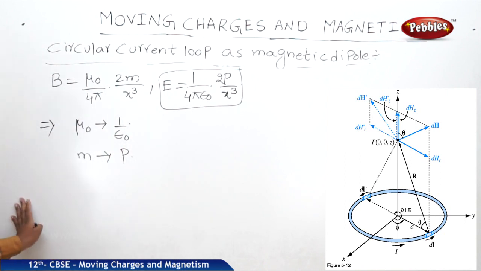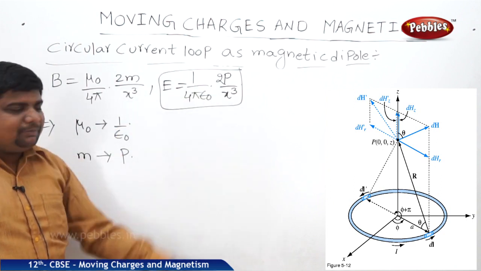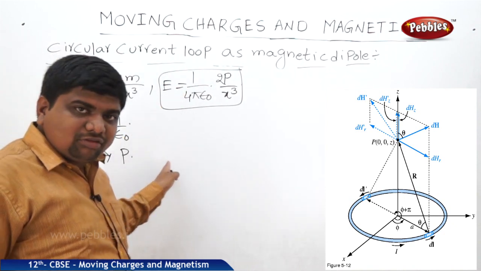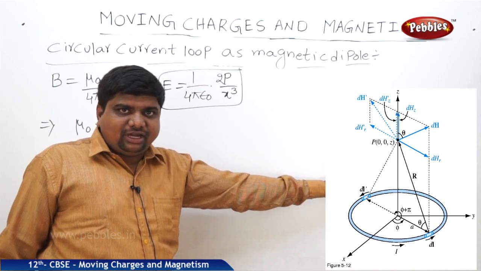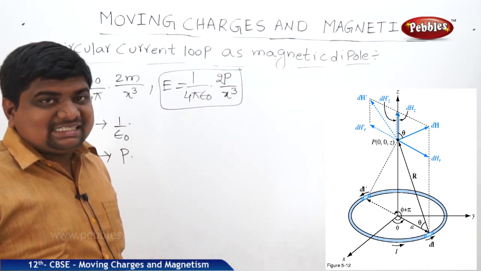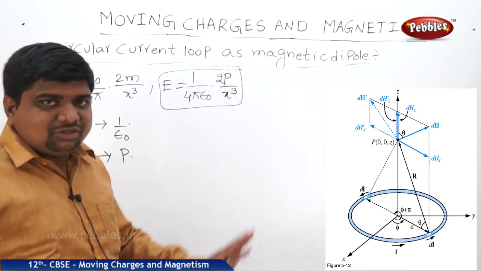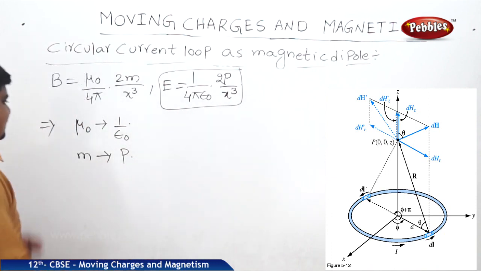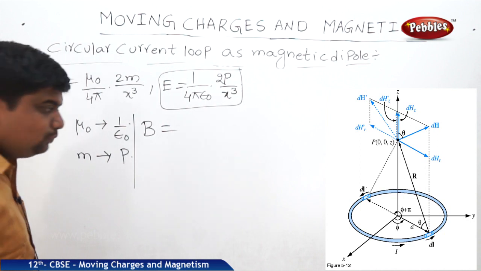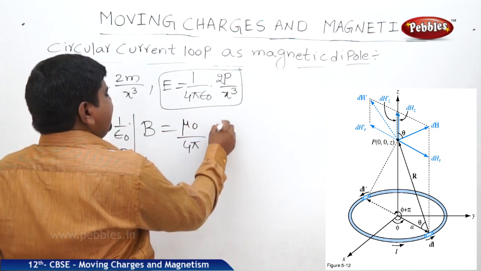Magnetic momentum is similar to the dipole momentum P. So this 2p by x cube or p by x cube depends upon the electric field along the axis at a point on the axis, or electric field due to the perpendicular bisector point. With respect to that, p or 2p values will change. Such like that, magnetic field on a plane loop is also mu naught by 4 pi into m by x cube.